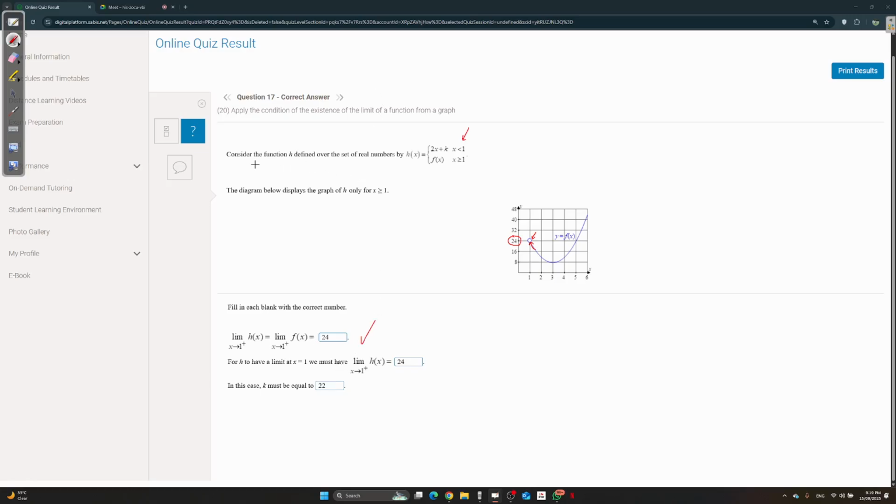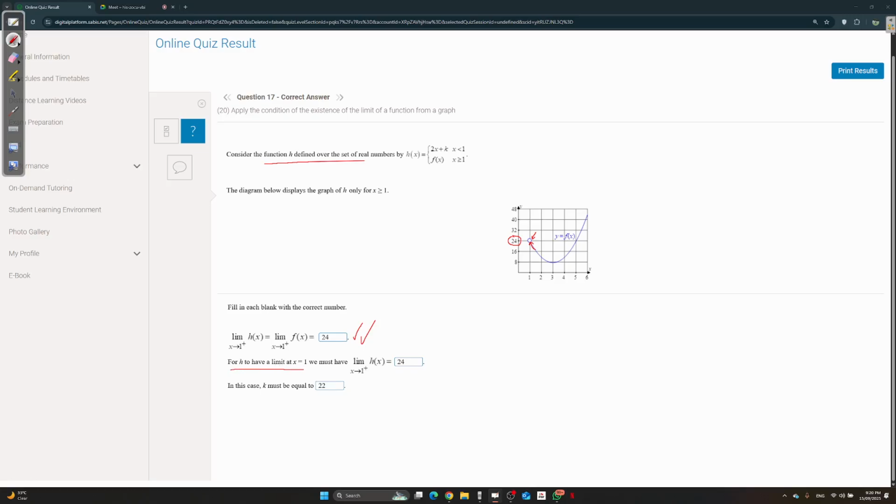Okay, but here they said consider the function. I didn't read this part. Consider the function defined over the set of real numbers by h of x is 2x plus k for x less than 1, and then for x greater than 1 it's f of x. So now what did they draw for us? They only drew the graph for us after 1. So they're drawing only f of x. Okay, so the first question was nice and easy, 24.